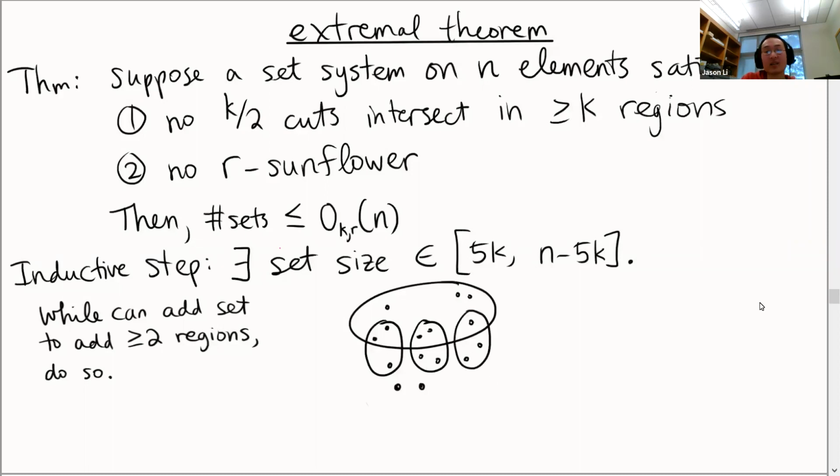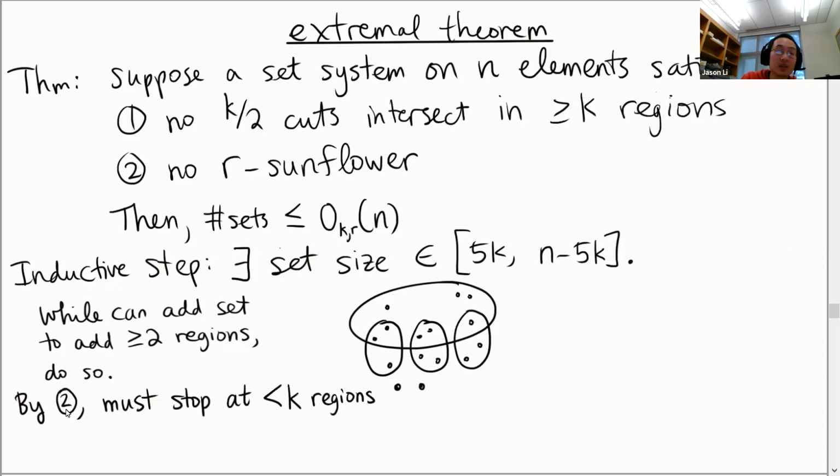So we can keep on adding these sets. And suppose that at this point, the process stops. So now by property 1, we must stop at most k regions. So this should be property 1.